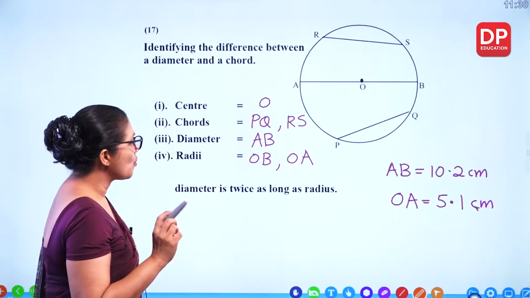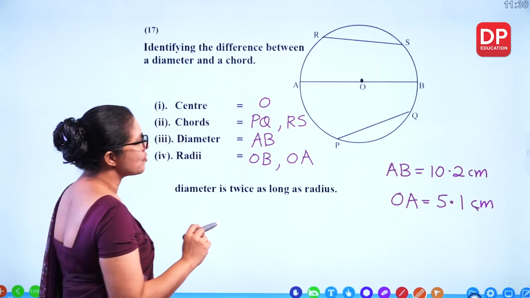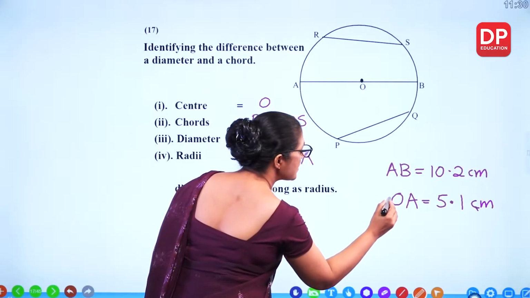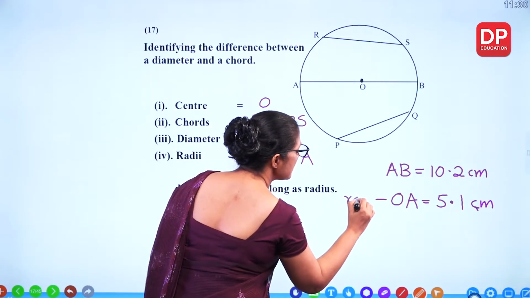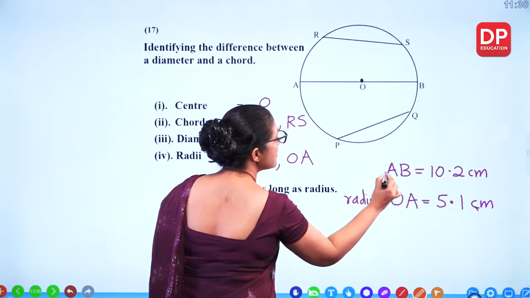Diameter is twice as long as radius. Because OA is the radius. So this is the radius. And this is the diameter.